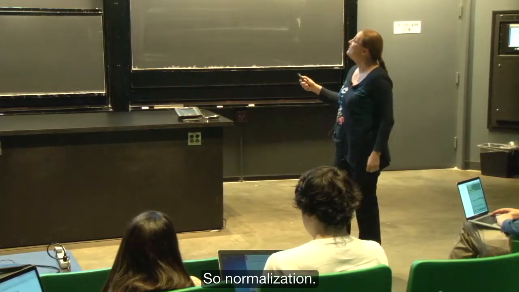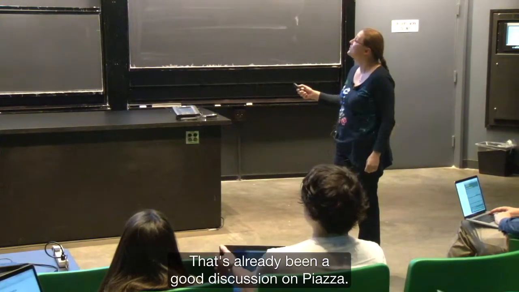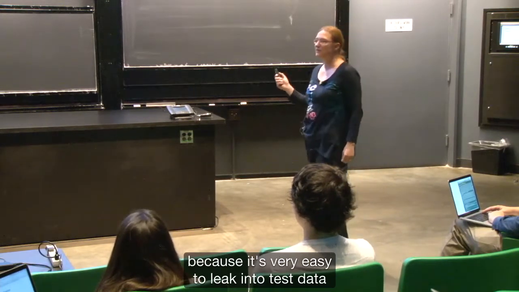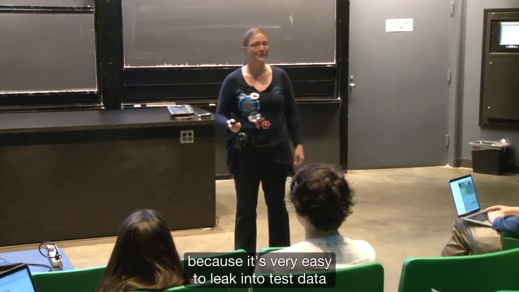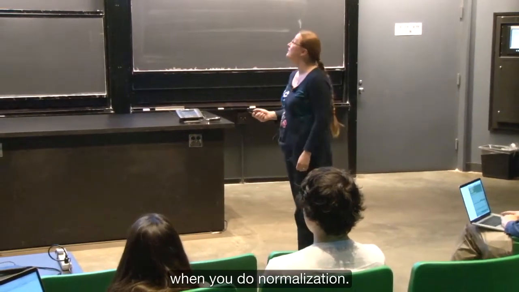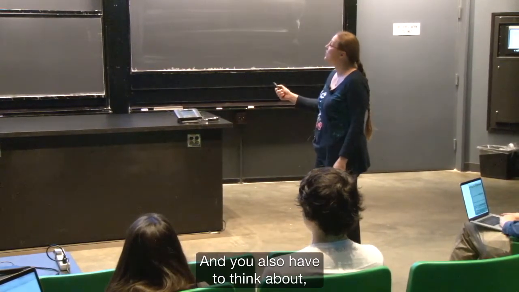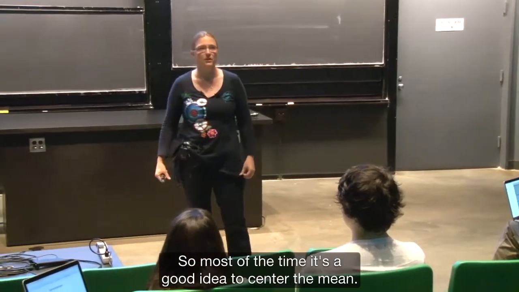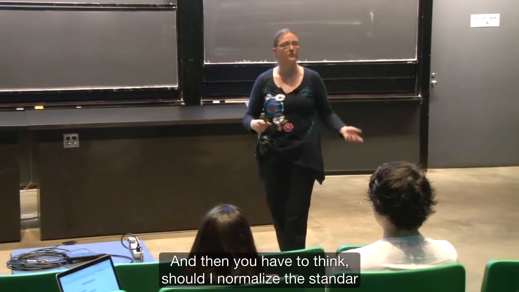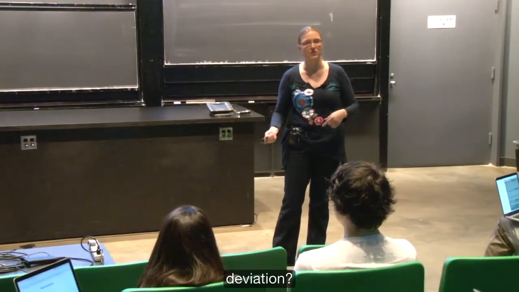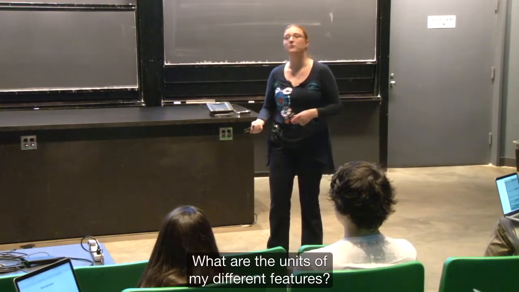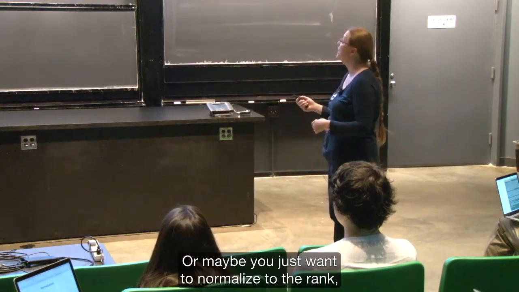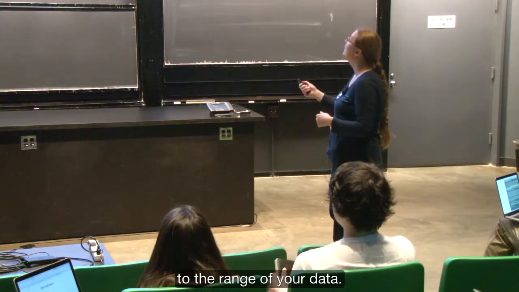So normalization, there's already been good discussion on Piazza. I want you to be very careful with this, because it's very easy to leak into test data when you do normalization. And you also have to think about what is a useful normalization. Most of the time, it's a good idea to center the mean. And then you have to think, should I normalize the standard deviation? Should I not? What are the units of my different features? Or maybe you just want to normalize to the range of your data.